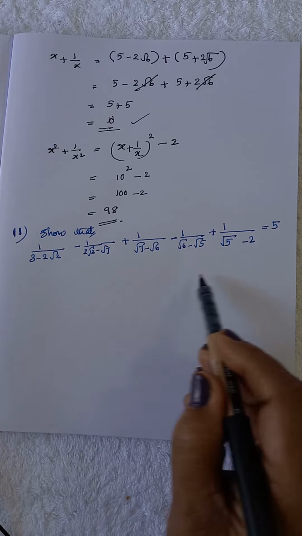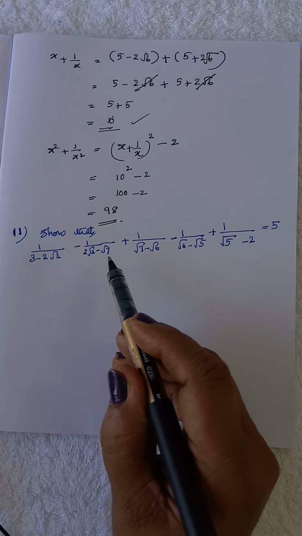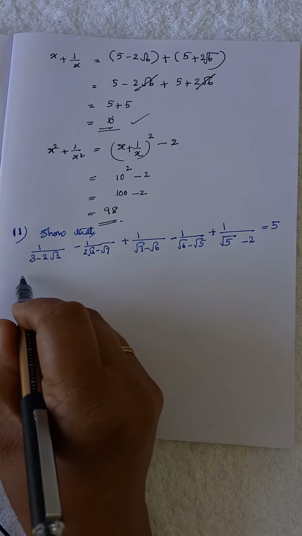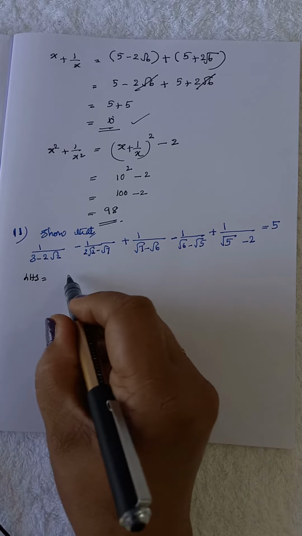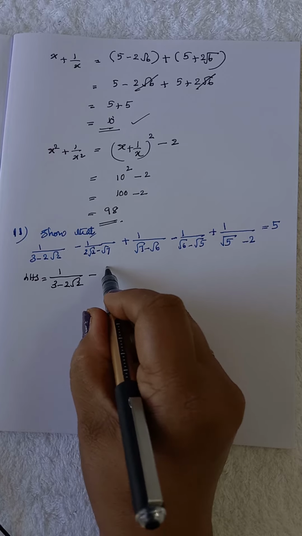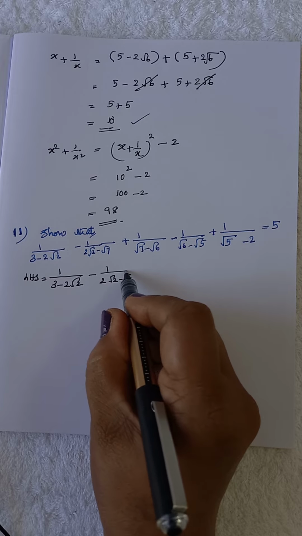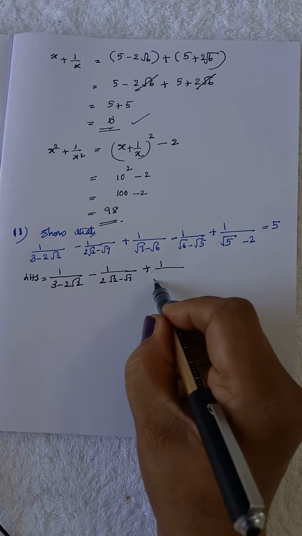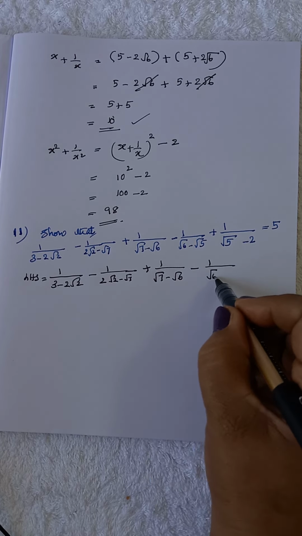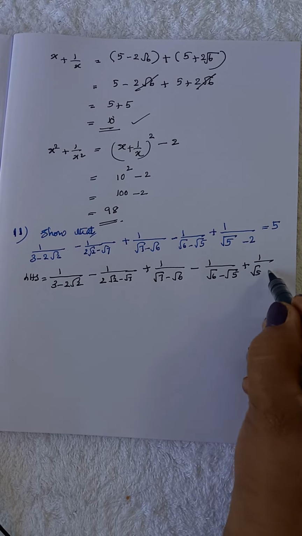Here we have to take this LHS, left hand side, and solve it to show that it is the same as the right hand side, that is 5. So let us take LHS. LHS is equal to 1 by 3 minus 2 root 2, minus 1 by 2 root 2 minus root 7, plus 1 by root 7 minus root 6, minus 1 by root 6 minus root 5, plus 1 by root 5 minus 2.